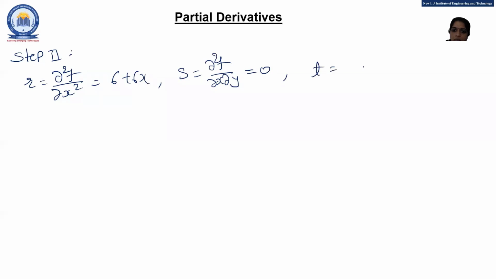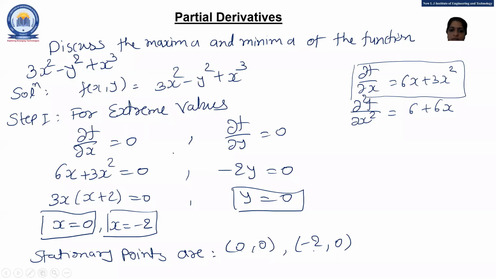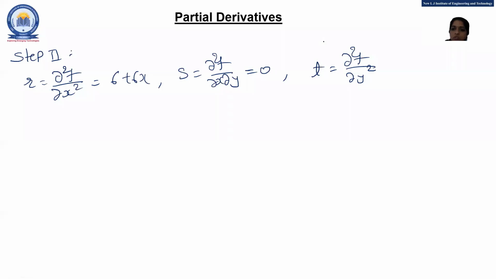And t, that is del square f by del y square. Okay. So what is my del f by del y? My del f by del y is minus 2y, right? And the second derivative of del f by del y, that is minus 2. Any doubt, students, till step 2?